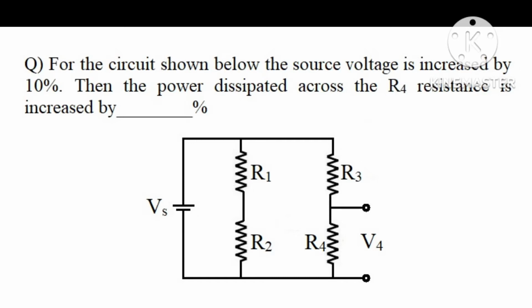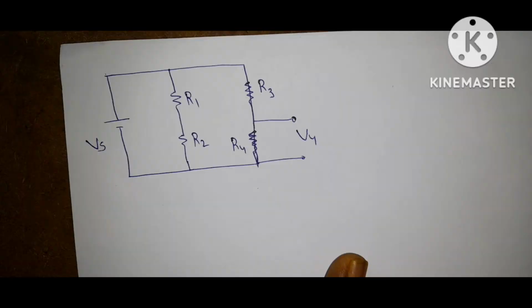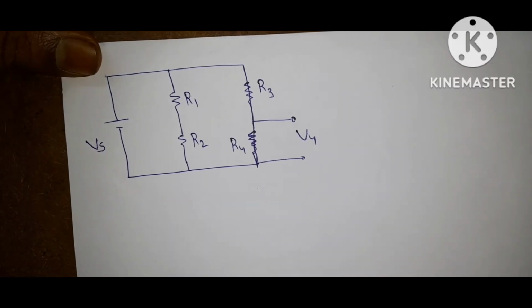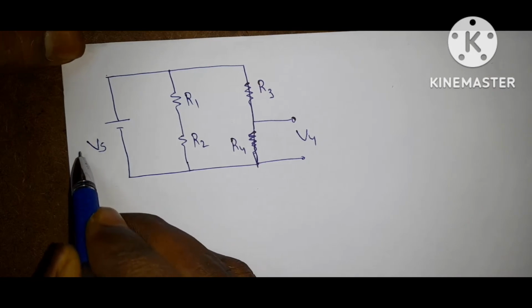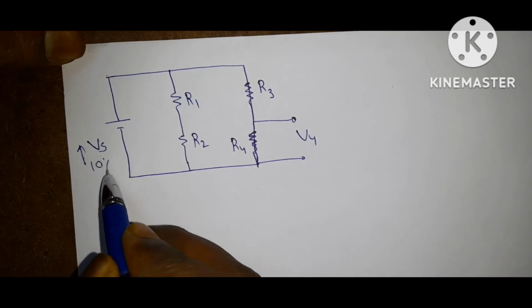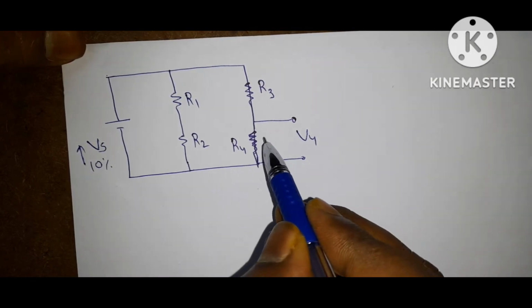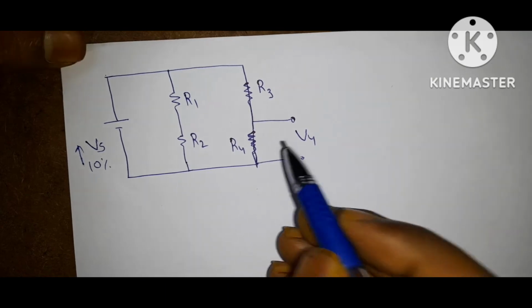Hello everyone, we are solving problems on the superposition theorem. In that, the first question is: for the circuit shown below, the source voltage is increased by 10%, then the power dissipated across the R4 resistance is increased by dash. This is the given circuit. In the question, what he is asking is, the source voltage is increased by 10%, then what is the power dissipated across the resistance R4?